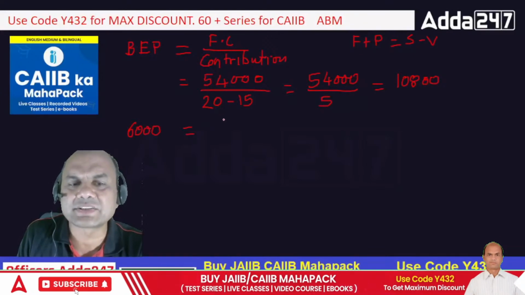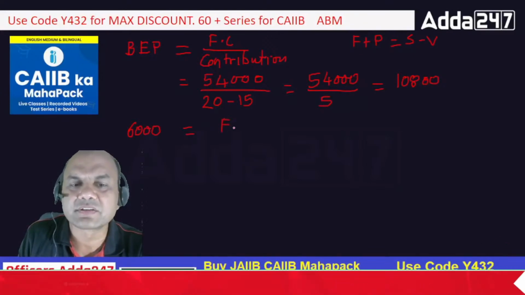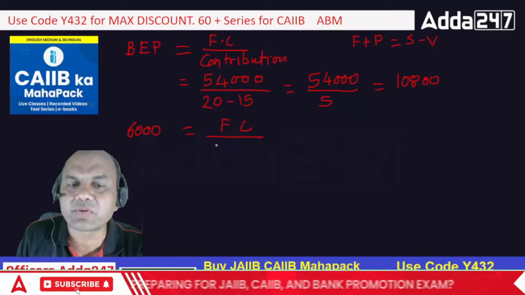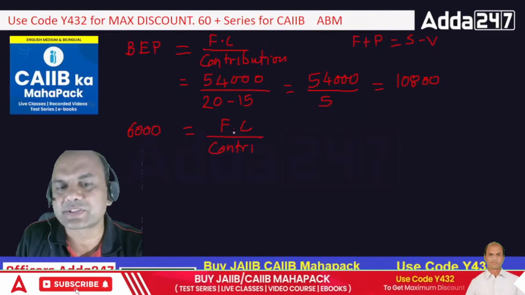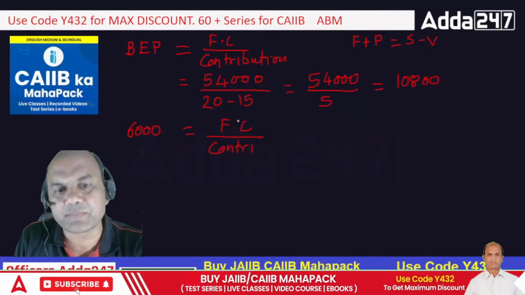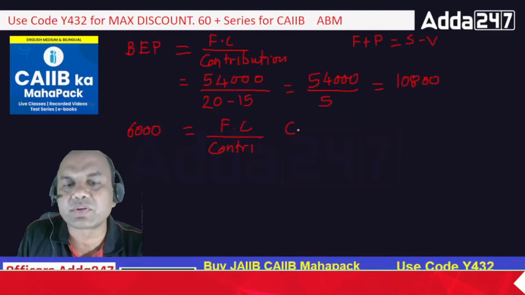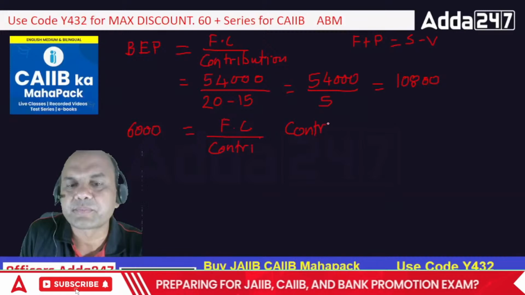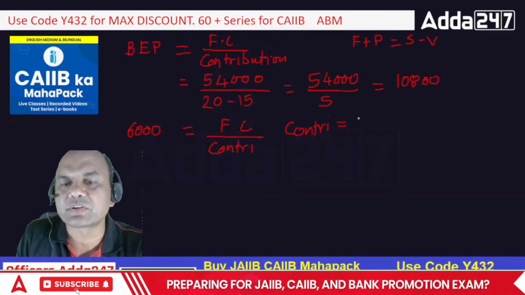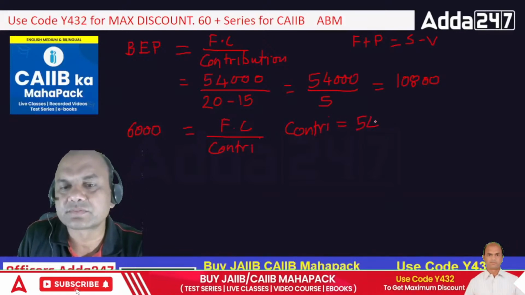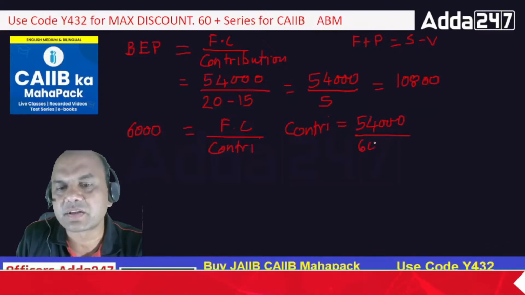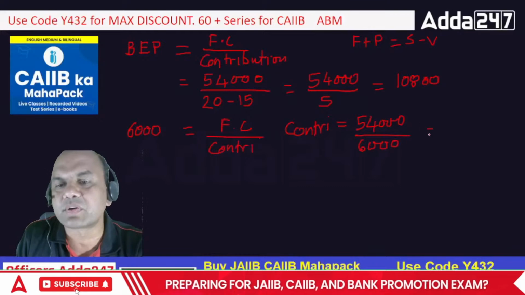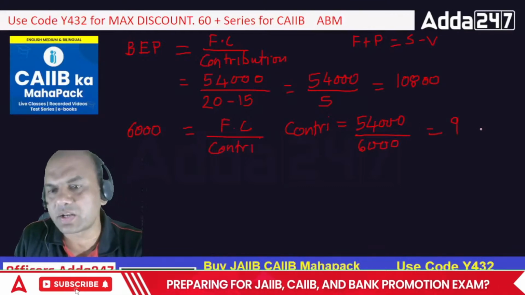So the logic remains the same. FC, fixed cost upon contribution. Now you have to find contribution. Okay. Fixed cost, this fixed cost will never change. Let anything happen. Okay. So contri equals to what? See here. Contri equals to what is fixed cost? 54,000. Right. Upon what? 6,000. Right. So contri equals to what? 9. So contri equals to 9.